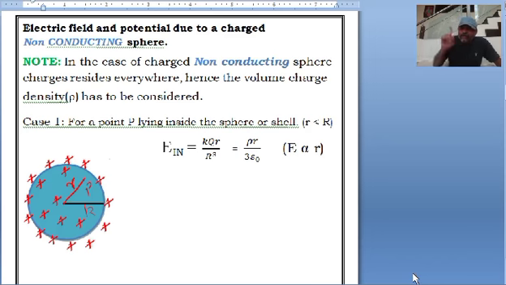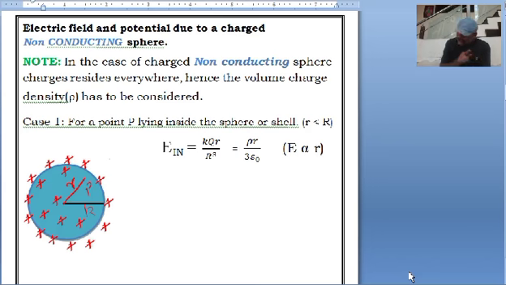One point you have to keep in your mind is this: in the case of a charged non-conducting sphere, the charges will reside everywhere, not only on the surface, even inside. Therefore we have to consider the volume charge density, that is rho, that is Q divided by V, charge per unit volume. If it is a charged conducting sphere, you have to consider surface charge density, that is sigma.